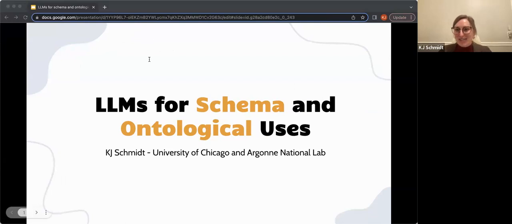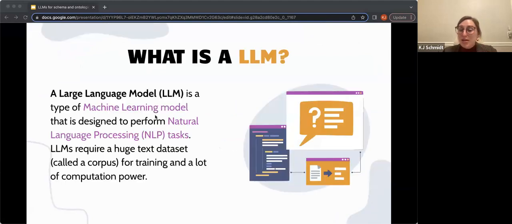So my name is KJ Schmidt. I'm a research scientist at the University of Chicago and Argonne National Lab, and I'll be talking today about LLMs for schema and ontological uses. So first things first, what is an LLM? LLM stands for large language model. And this is a type of machine learning model that's designed to perform natural language processing, or NLP, tasks. So LLMs require a huge text data set, which is also called a corpus, for training, and they require a lot of computation power to run.